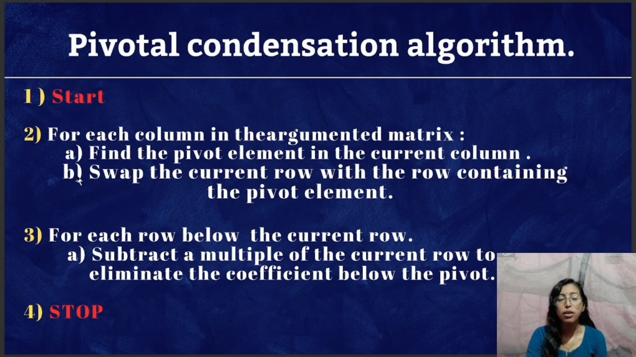Now the second point here, the sub-point, is to swap the current row with the row containing the pivot element. Now the third step, for each row below the current row, subtract a multiple of the current row to eliminate the coefficient below the pivot. Now the fourth and the last step is to stop. This is a small algorithm, pivotal condensation. It's not a tough one, so we can understand it by this.